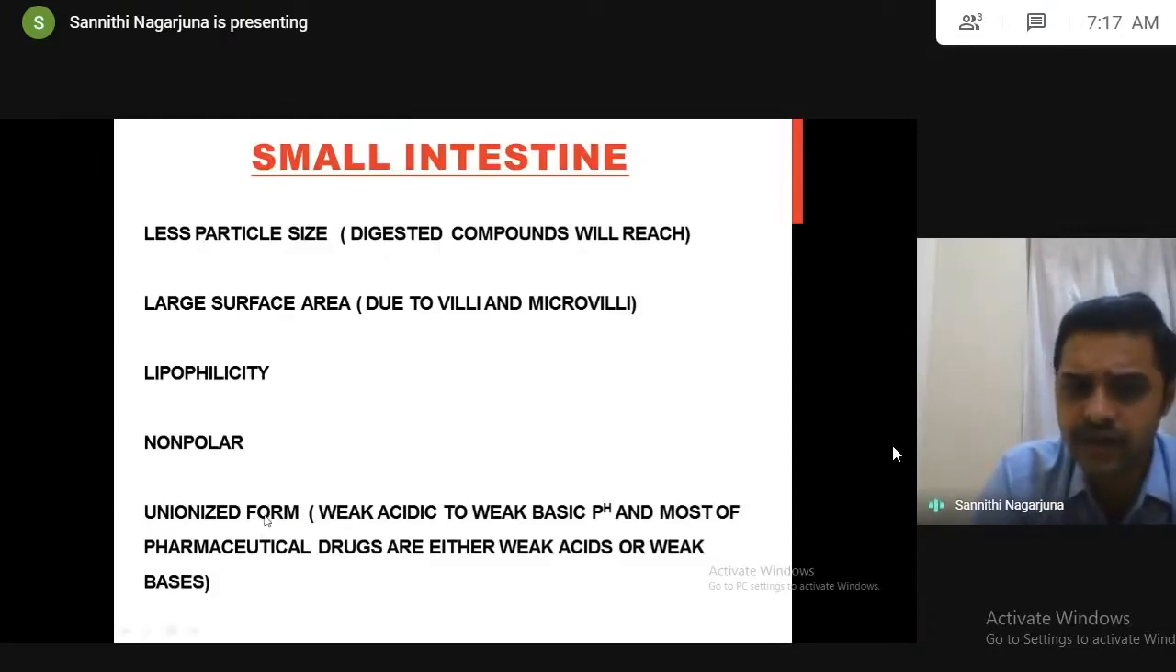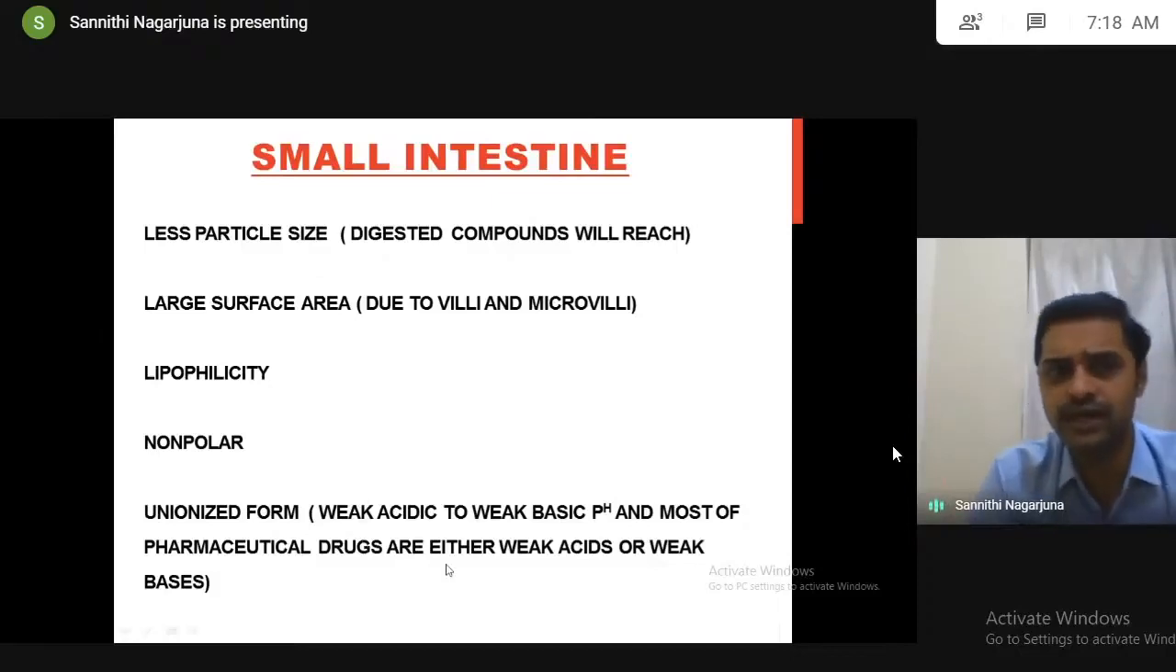This ionization, we know, depends upon the pH. Always an opposite environment will favor ionization, and the same environment will favor unionization. If you see our pharmaceutical drugs, mostly they are weak acids or weak bases. And in the small intestine, we have a pH in between weak acidic to weak basic. So that's why all of our drugs exist in unionized form in the small intestine, which is suitable for the process of absorption.